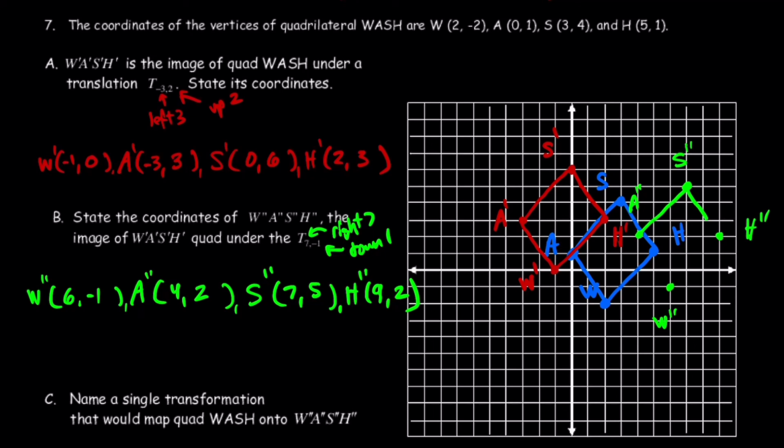Now these diagrams can get a little bit cluttered. It helps on mine because I have the different colors, but you can clearly see how each one of these quadrilaterals is the exact same size and shape. So I know I've done it correctly.